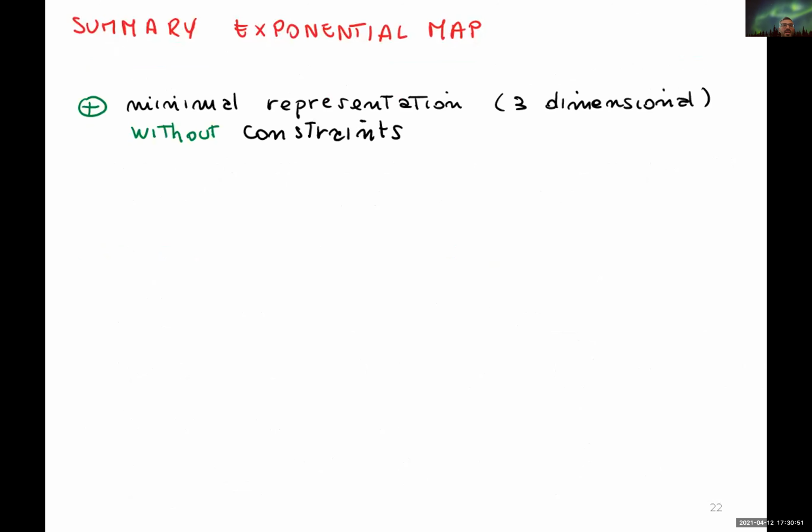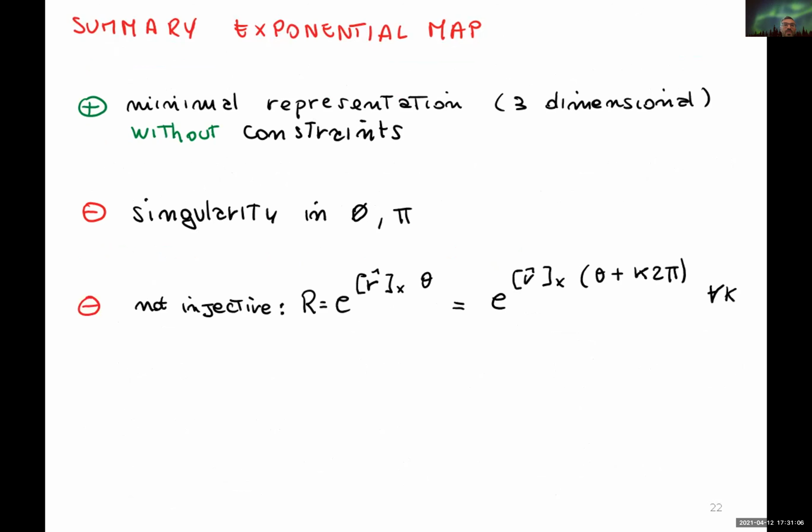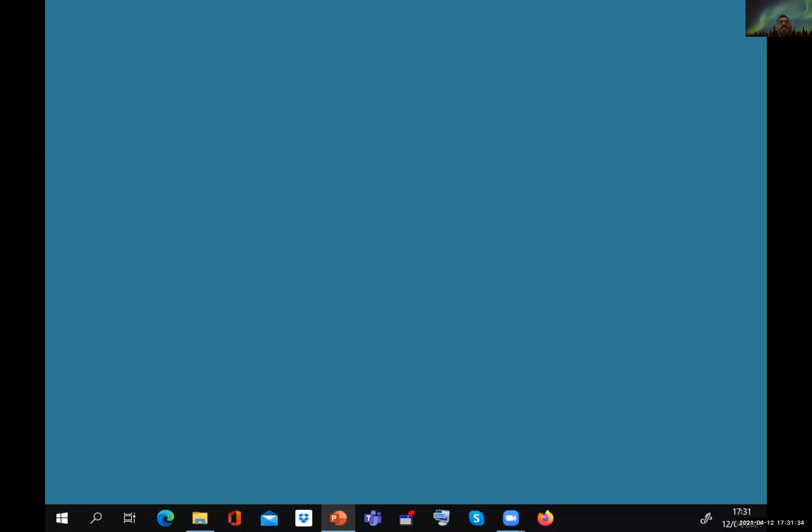So as a summary, the exponential map is a minimal representation because we have a three-dimensional map without constraints. We still have singularities at 0 and pi, and also it's not injective. If we, for example, compute the exponential map with an angle theta, or we add 2 pi, 4 pi to this angle theta, you obtain the same rotation matrix. So yeah, now I will show you some exercises with this.